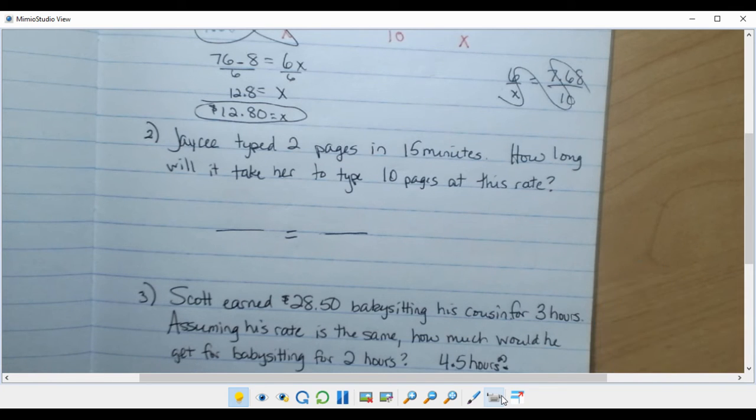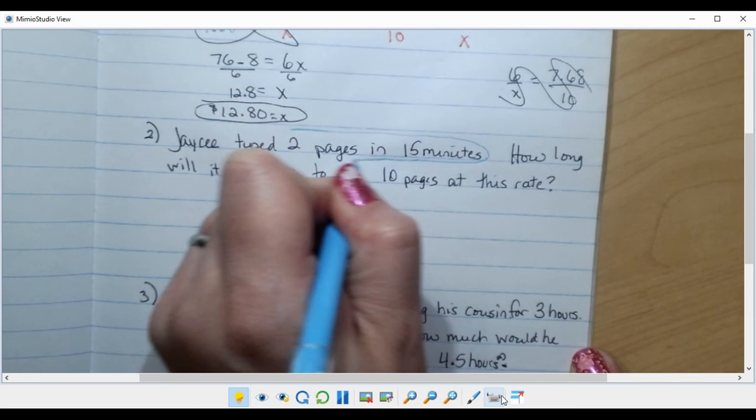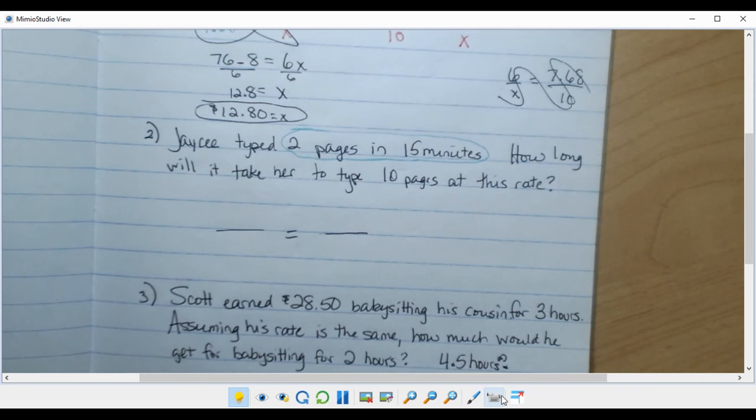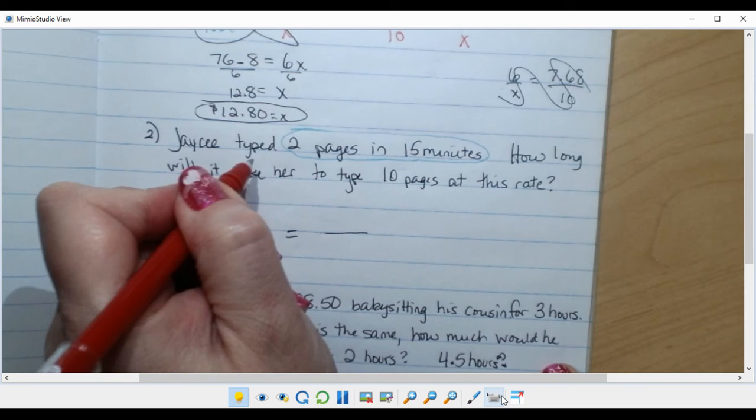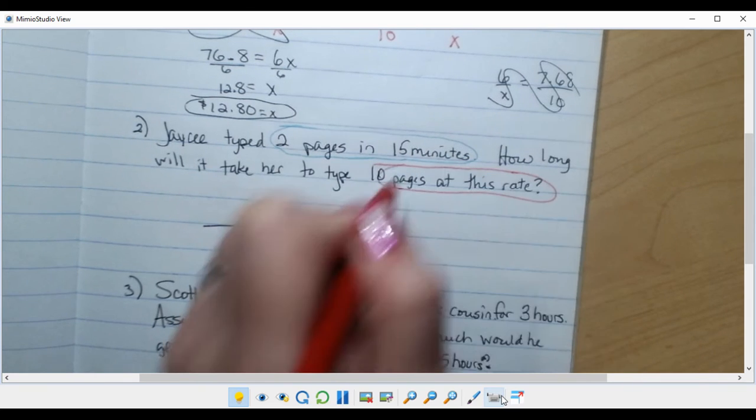What a beautiful thing that you have another method to check yourself while you're learning this. Use that to your advantage. Okay, I grabbed my blue pen first. So her short paper was 2 pages in 15 minutes. And her long paper will be 10 pages, I don't know, at this rate.